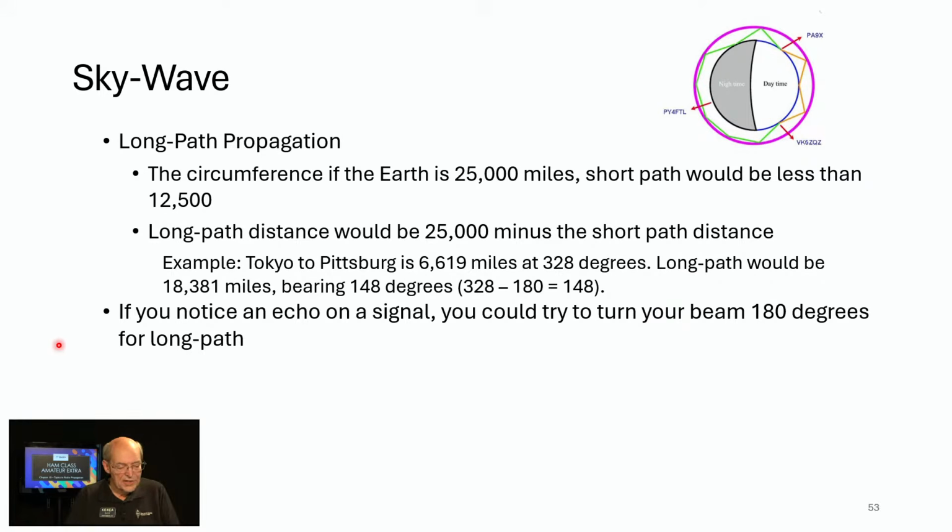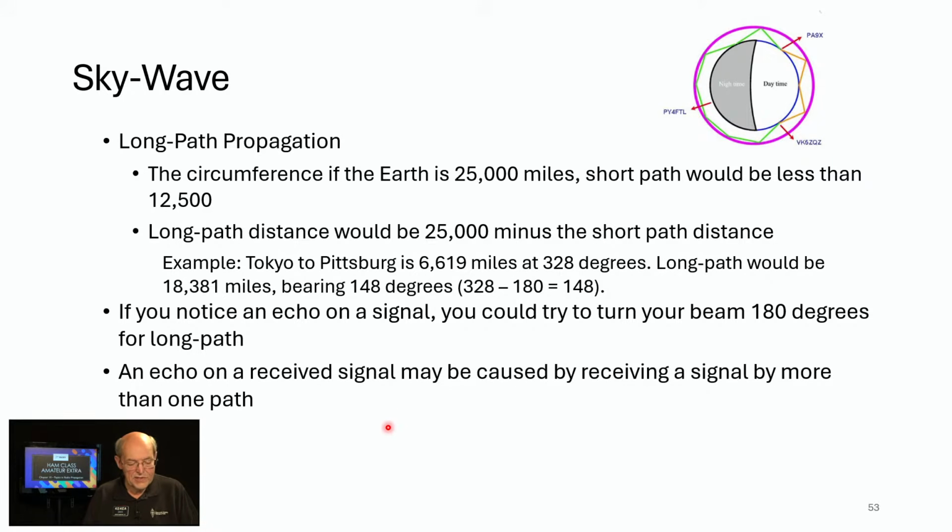Sometimes you can notice an echo on a signal. If you do notice an echo on the signal, you could try to turn your beam 180 degrees for long path. That actually happens. It takes about 1/7 of a second for a signal to go all the way around the world, but it only takes about 30 milliseconds for your ear to detect an echo. So this is something that happens.